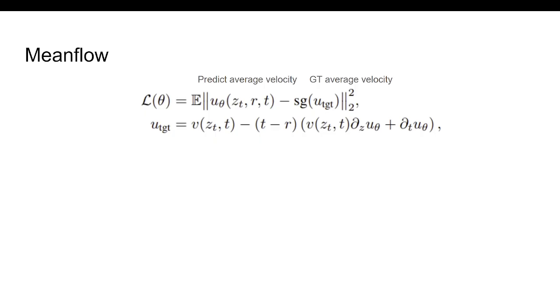Let's summarize the loss term in mean flow. The first term is the predicted average velocity field, and the second term is the ground truth average velocity field. The SG here stands for stop gradient. When computing the ground truth average velocity field, we use not only the dataset but also the derivative of the average velocity field. Using stop gradient prevents double backpropagation, and in practice you can simply use detach to achieve this. And finally, you only need to replace the instantaneous velocity with the per-sample velocity.